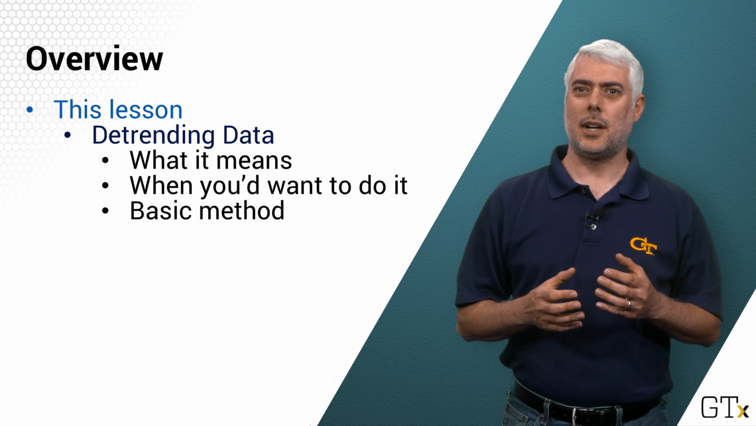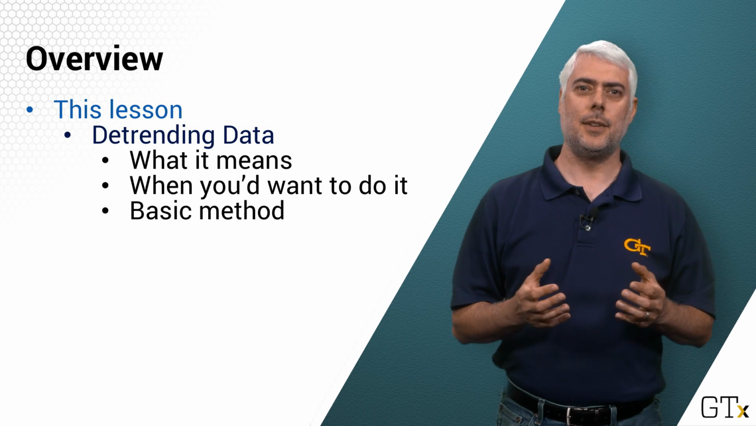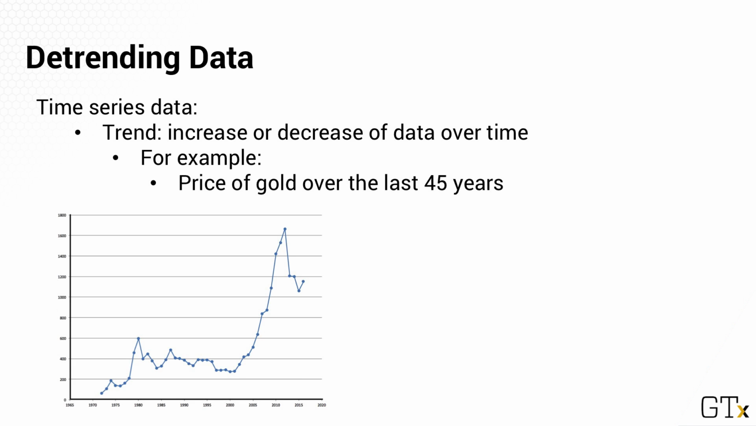In this lesson, we'll talk about detrending data, what it means, when you'd want to do it, and a basic method for detrending. As you might have already seen in the lessons on time series data, the word trend refers to data that's increasing or decreasing over time. For example, here's a graph of the price of gold at the end of the year over the last 45 years. You can see that overall the price of gold has been increasing over time, but that's not the whole story. Because of inflation, the relative value of a dollar has been decreasing, and that gives an upward trend to the gold price, just like to the price of almost anything else.